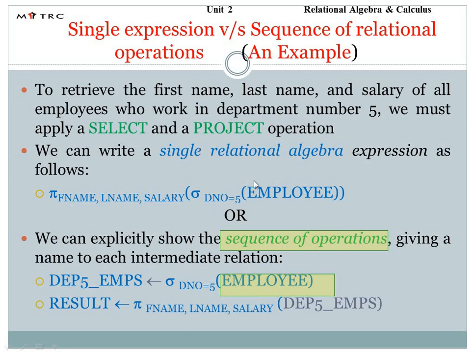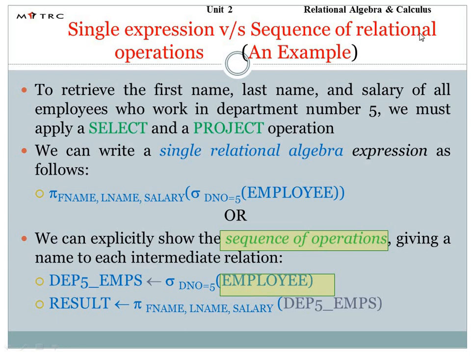In the select, we are going to select department number 5 from the relation employee, with the description of first name, last name and salary of the employees that work in department number 5. That is the project. So this simple relational algebra expression comprises two operations. First is select, second is project, and it is written in one single line, in a single expression. Now the same query is written using a sequence of relational operations.